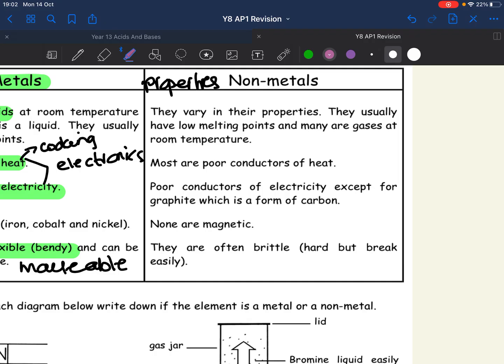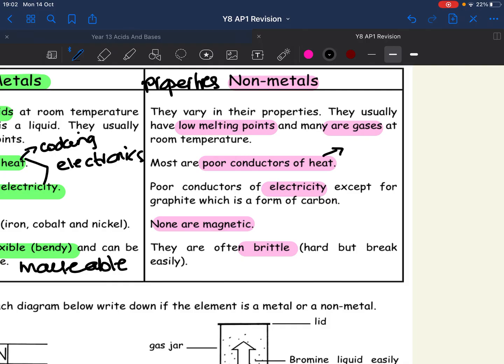Whereas non-metals, if we use a different color, pink, non-metals vary in their properties. They usually have low melting points. Many are gases. Most are poor conductors of heat and electricity. None are magnetic, and they are often brittle. So a lot of the properties are not similar to metals.